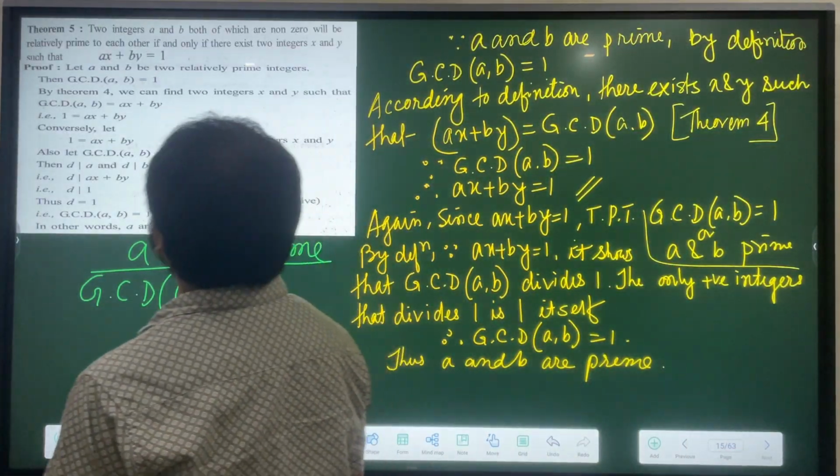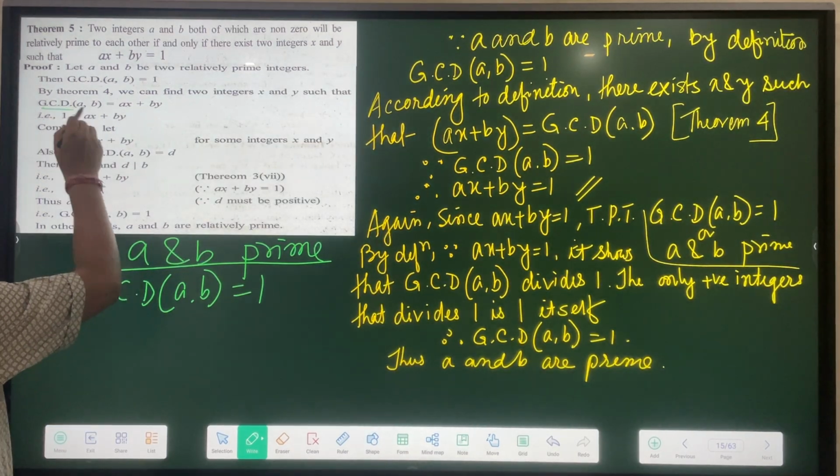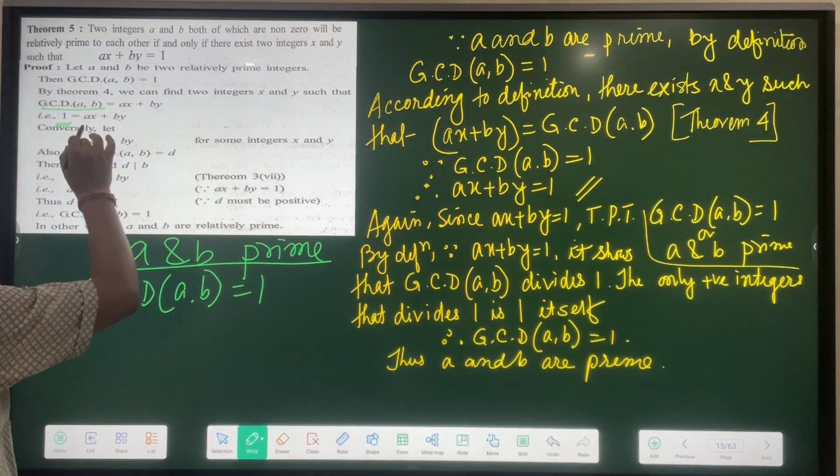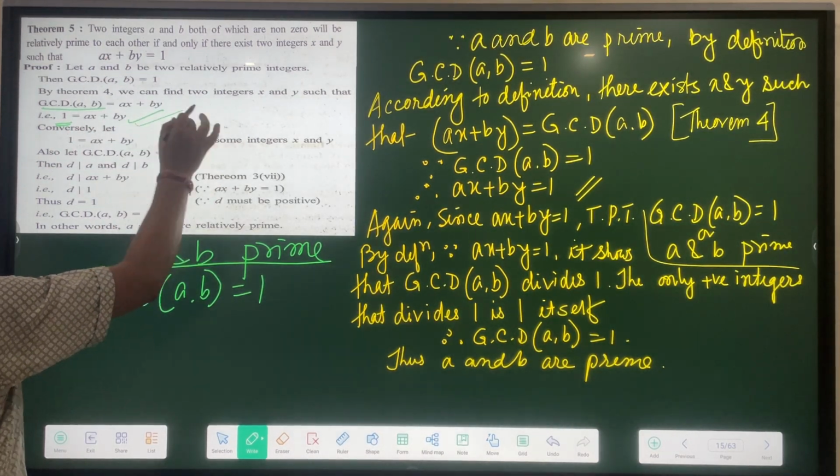For any two integers A and B, GCD of A, B equals ax plus by. In place of GCD of A, B, 1 is written because GCD of A, B is 1. So 1 equals ax plus by. Ax plus by equals 1, it is proved here.